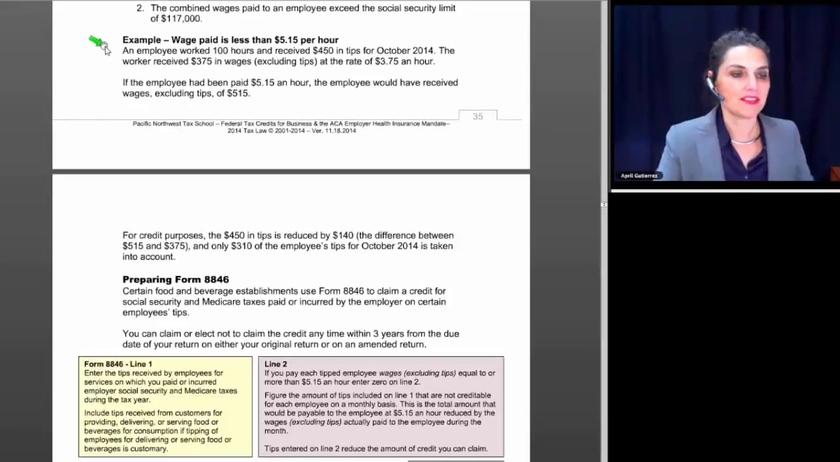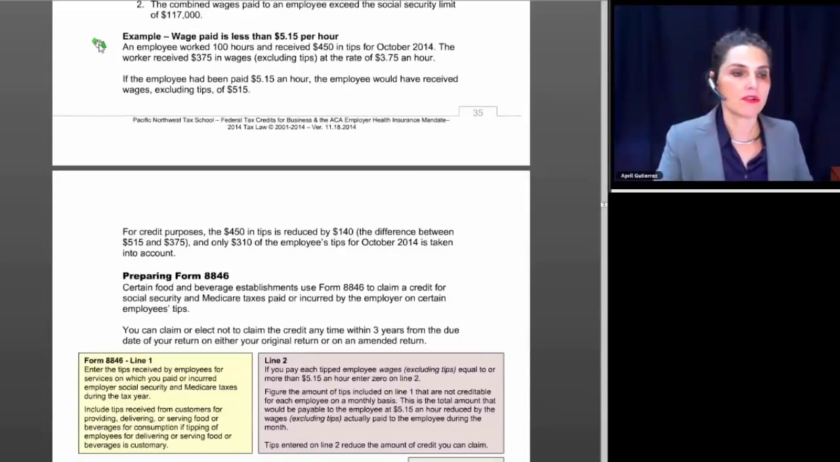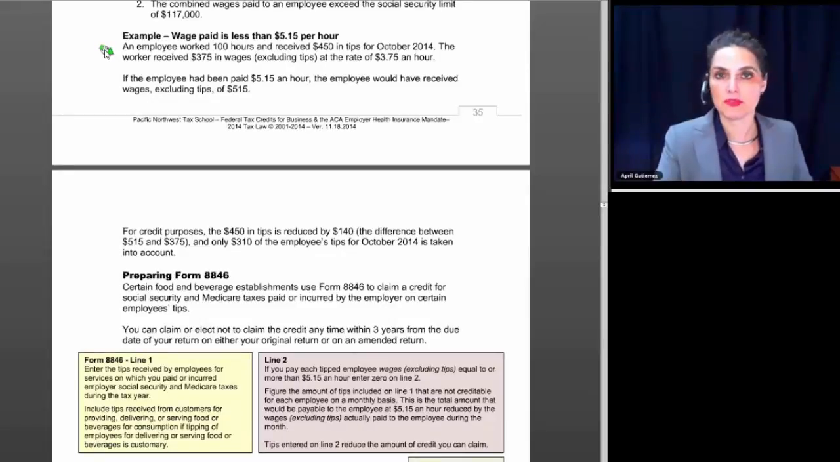Now, let's take a look at this rule about if the wage earned by the employee is less than $5.15 per hour. An employee worked 100 hours and received $450 in tips for October 2014. The worker received $375 in wages excluding tips at a rate of $3.75 an hour. Believe it or not, there are some states where the minimum wage is so low that it is possible to only earn $3.75 an hour.